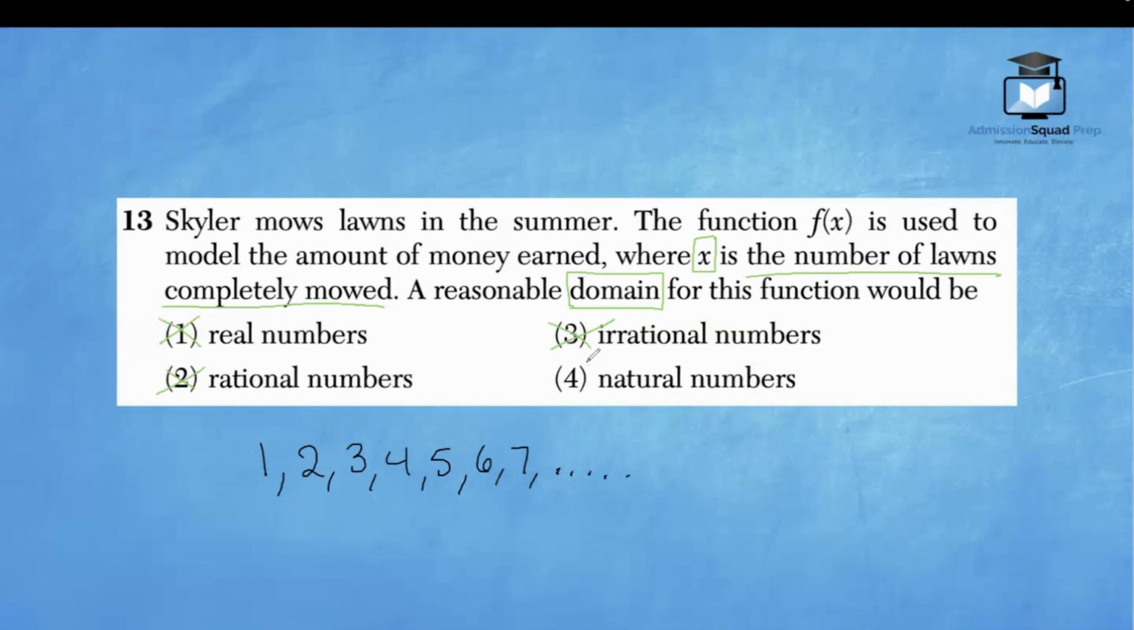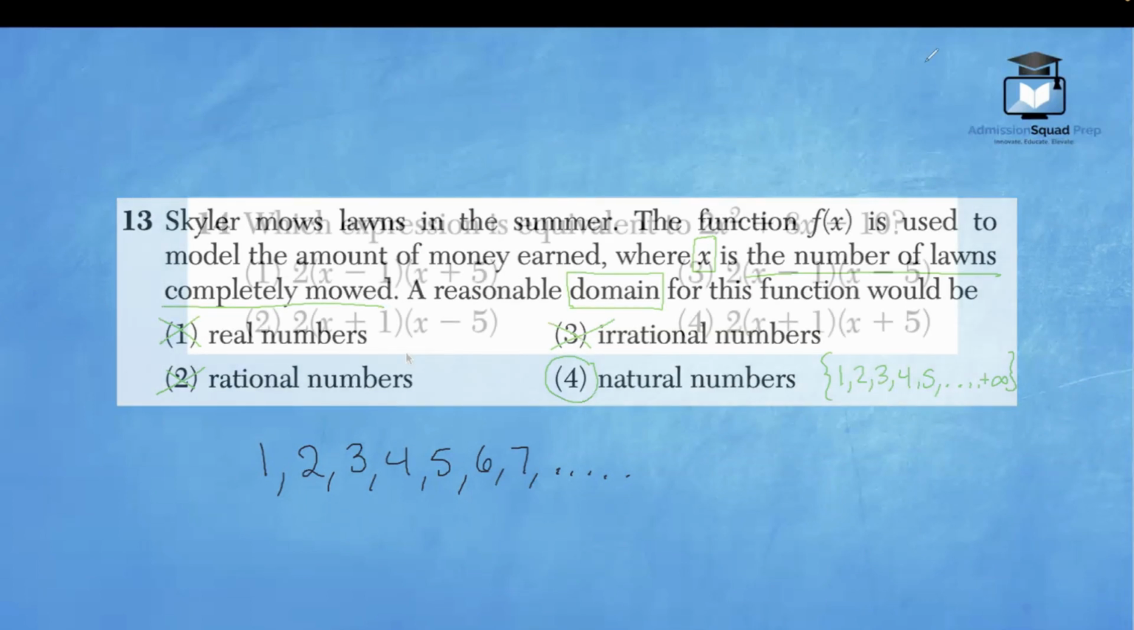We want the natural numbers. Natural numbers, also known as counting numbers, are the set of numbers that start off with the number 1, and they go up to 2, then 3, then 4, then 5, and it keeps going up in increments of 1 until it gets to positive infinity. Natural numbers would be a good representation of the domain for this function. Let's head over to question number 14.